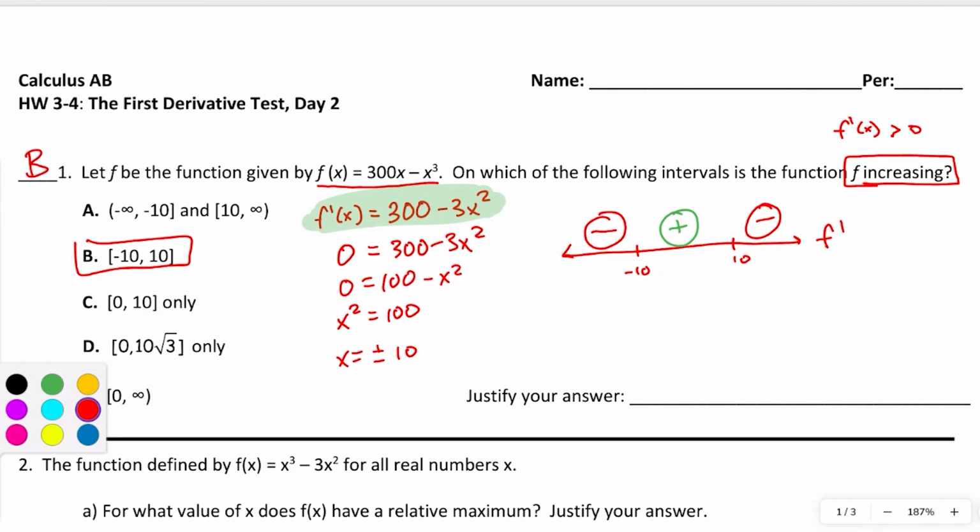And you might notice that we have got brackets here instead of parentheses. You could use either one. I kind of like having the parentheses over the brackets here because at 10 and negative 10, it's not increasing or decreasing. But I think on the AP test, they're comfortable with using either one. So don't let that throw you off. As far as our justification, we're going to say that we know that the function is increasing because on that interval, the derivative is positive.